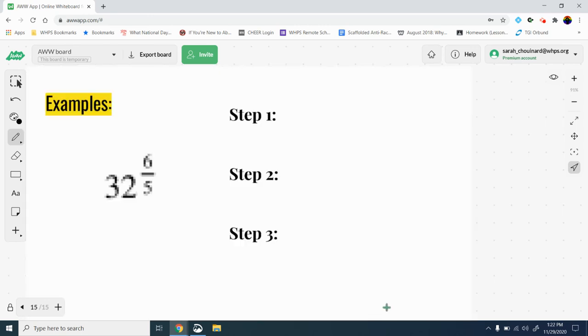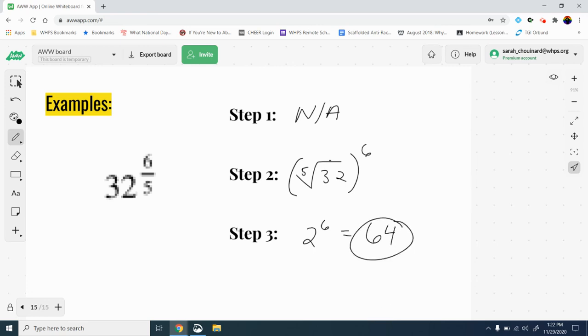All right, so step 1 for this one, there is no step 1 because the exponent's not negative, so I don't need to take the reciprocal. Step 2 is to take the root of the denominator. So the denominator was 5. I'm going to take the fifth root. The fifth root of 32 is 2, raised to then the numerator, which is the sixth power, and that's going to be 64. So my final answer is 64.